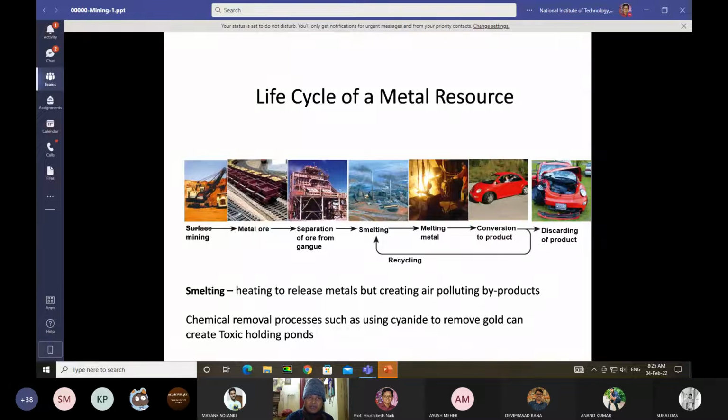So you started from mining, surface mining. This is the surface mining, and this is the iron ore mine. From the iron ore mine, you obtain the metal ore, and from the metal ore, you separate the ore from the gangue particles. Then the metal is smelted. Smelting is carried out in the smelting plant, and after that, melting of the metal is done, and after that, the end product is obtained, like this car.